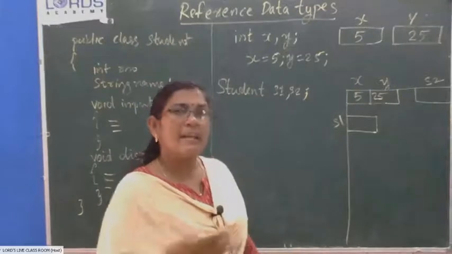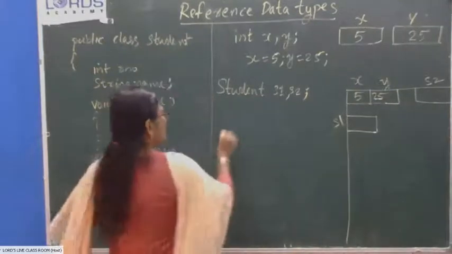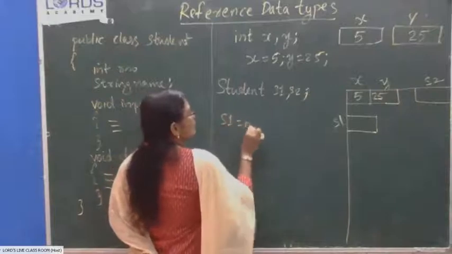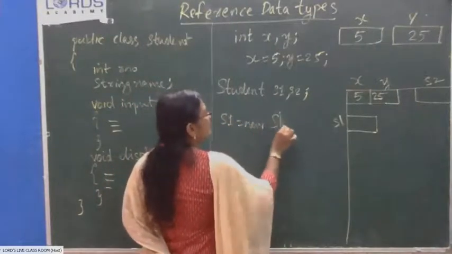Now to create a real object, the new keyword is used. Say S1 equal to new student.